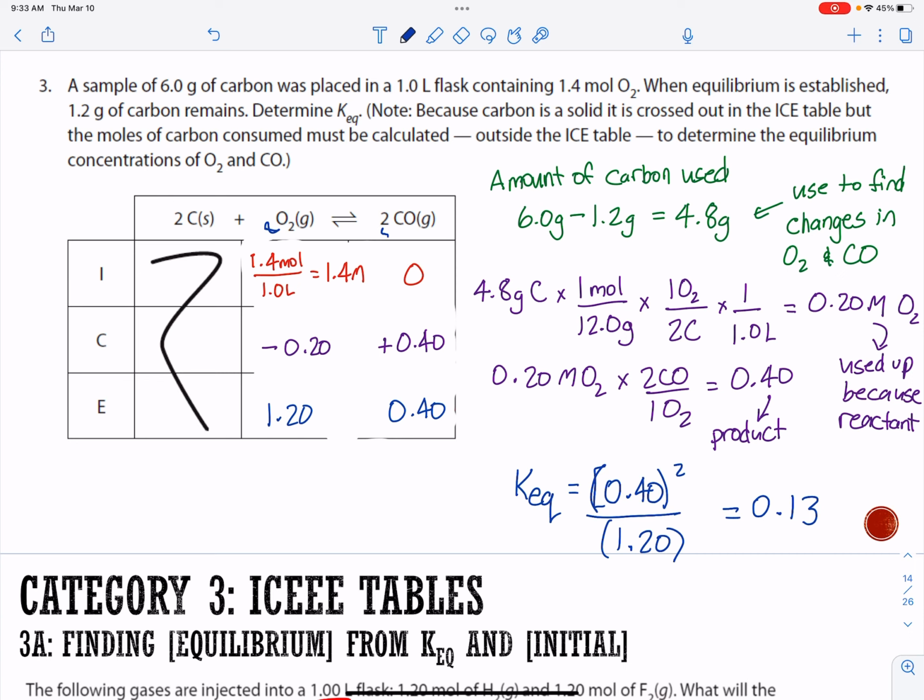Now, judging on how well the rest of the class is doing with this, how comfortable everybody is, you may decide as a class to pause the video here and just work on some practice problems that are found after the notes in your handouts. If you're pretty comfortable with this, then you can go on to the next category of ice tables, which I'll start. Otherwise, we can leave it for Friday.